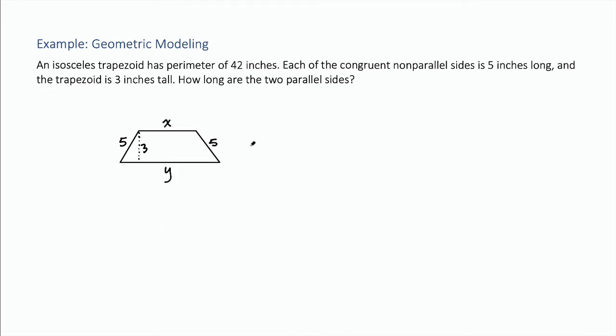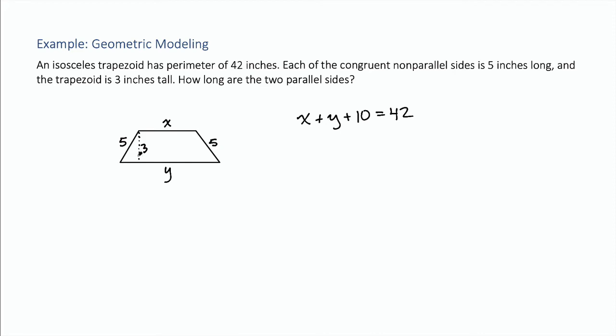Then we can use the fact that the perimeter is 42 inches. The perimeter is just all the way around. That's going to be x plus y plus both of these 5s, so plus 10, and that's got to equal 42. Now, this is only one equation relating x and y, and I need another one in order to be able to solve for two different variables.